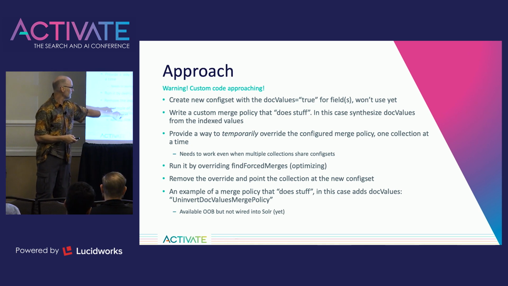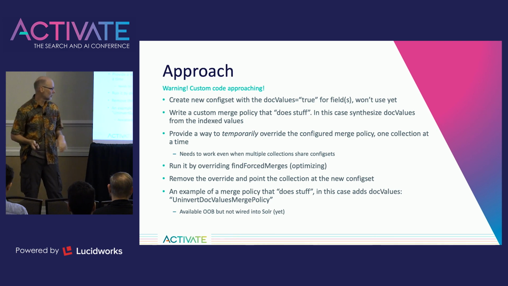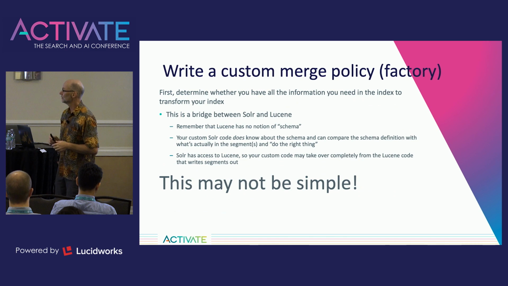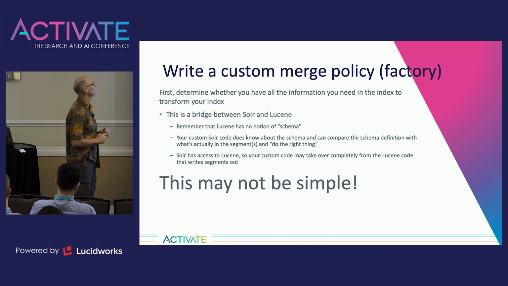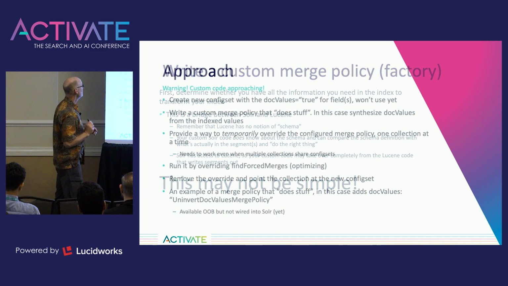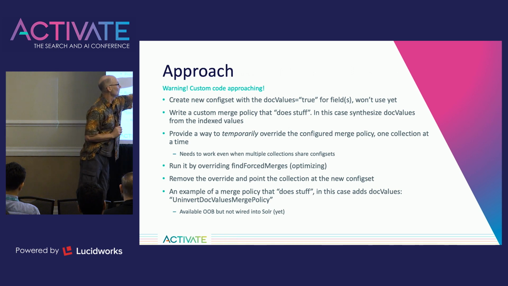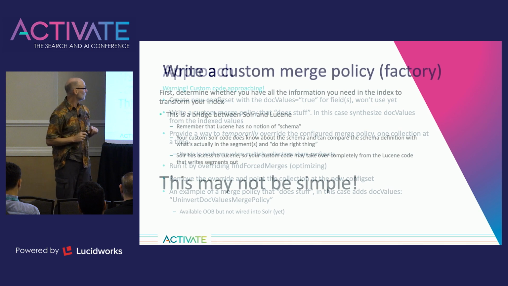And so one of the does stuff is something called uninvert doc values merge policy that's available out of the box, but you have to use it yourself. Next thing. So I said, right here, temporarily override the configured merge policy, one collection at a time.